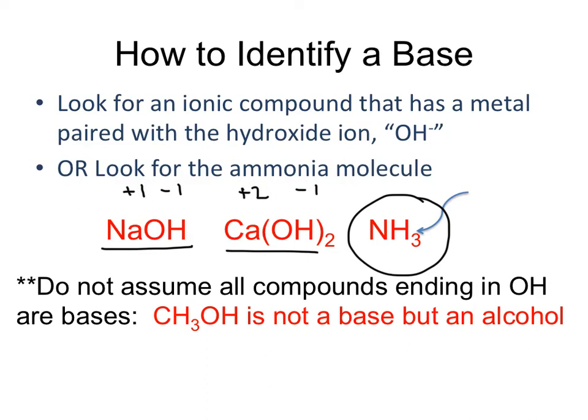The last thing I want to mention is that we don't want to assume that all compounds that end in OH are bases. If we take a look at this example right here, you'll see that there's an OH, yet the beginning is not a metal. It's actually a set of nonmetals. This is actually an organic compound called an alcohol. So be very careful when identifying a base. We are looking for either ammonia, which is right here, or a metal paired with hydroxide.